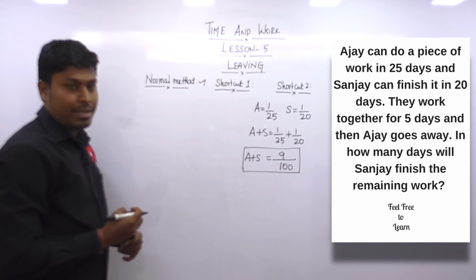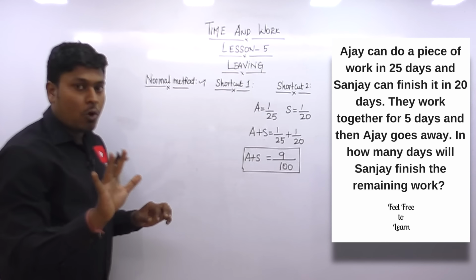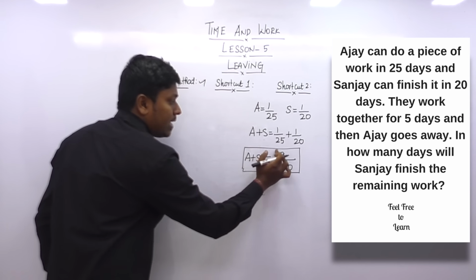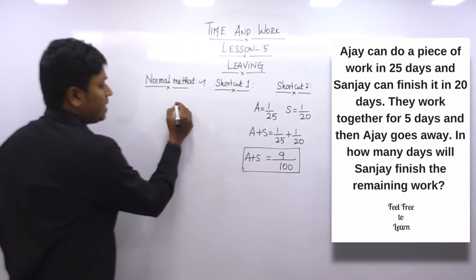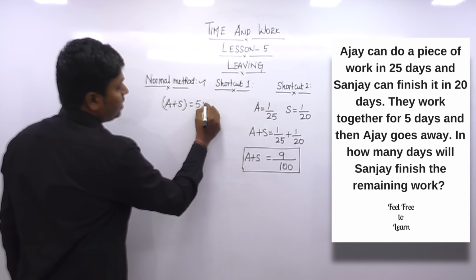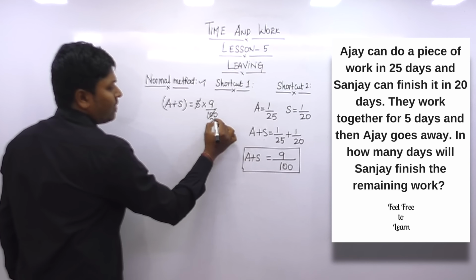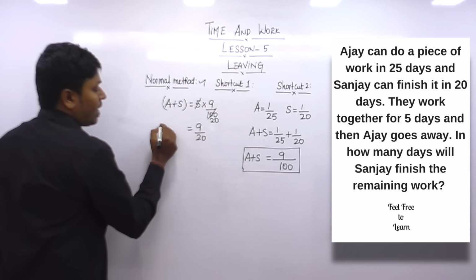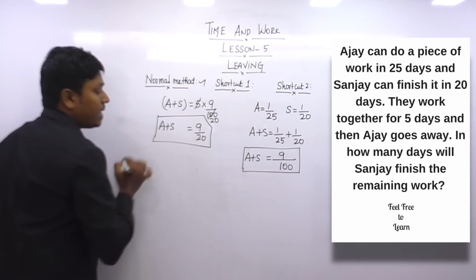Now let me enter the important area of the question. Both of them are working for how many days? 5 days. So if both of them work, 1 day's work will be 9 by 100. Both of them work for 5 days, so Ajay and Sanjay's 5-day work will be 5 into 9 by 100. When you cancel this, it becomes 9 by 20. So Ajay and Sanjay's 5 days work will be 9 by 20.